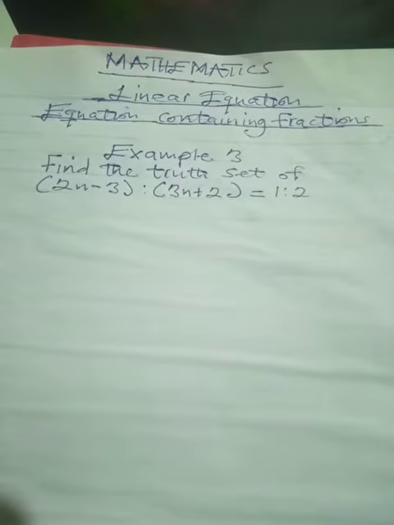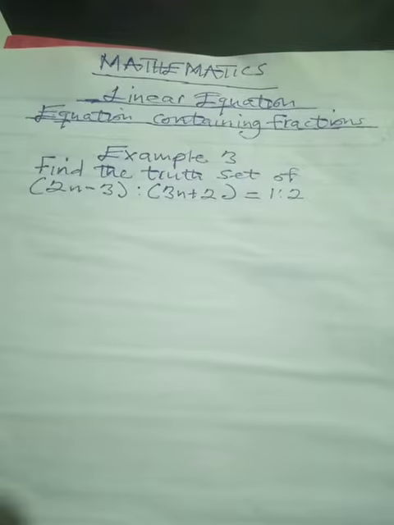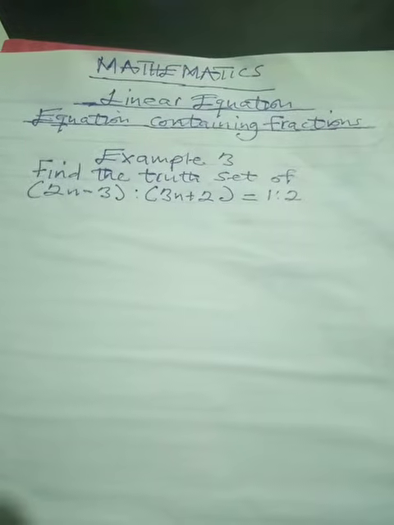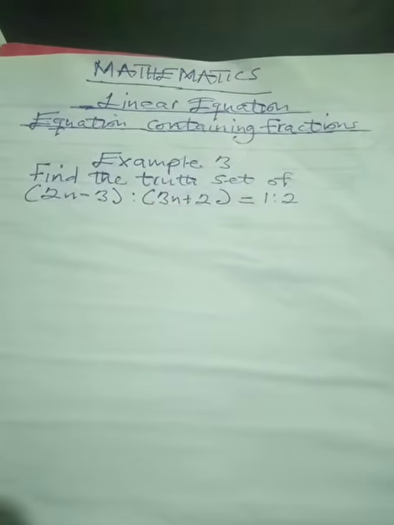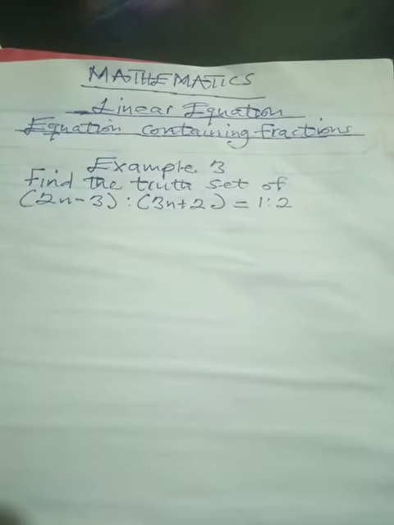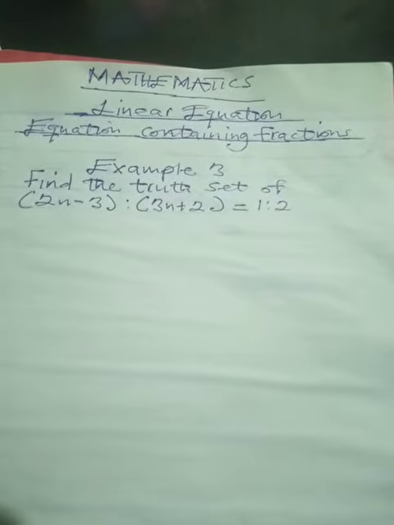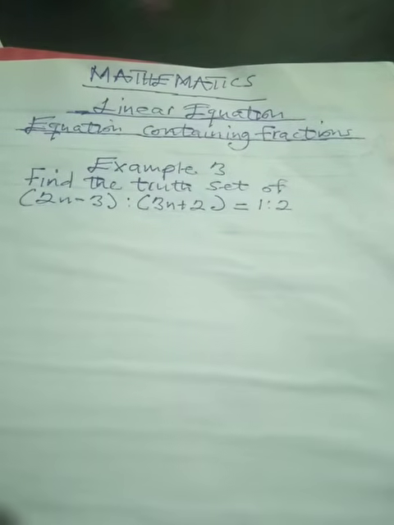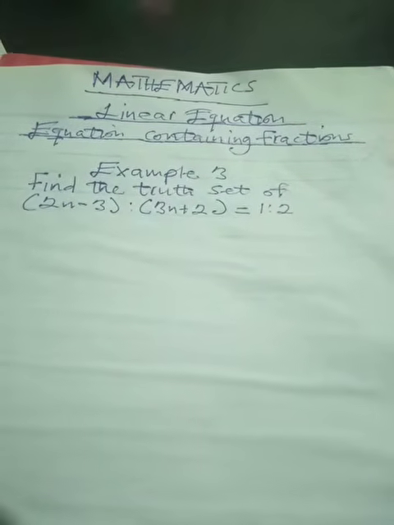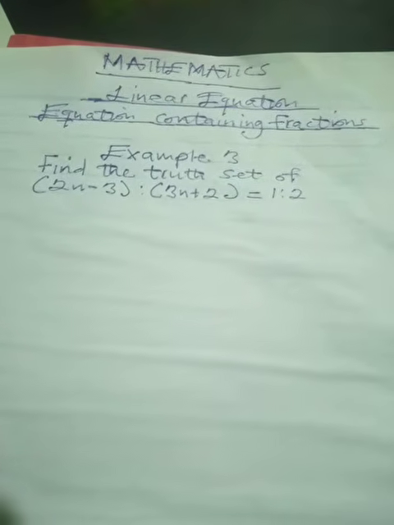We are still on the topic linear equation, still with the one which contains fractions. So we are going to continue with example 3. Example 3 says find the solution set of (2n minus 3) : (3n plus 2) equals 1 : 2. So we have to find the solution set of that equation.